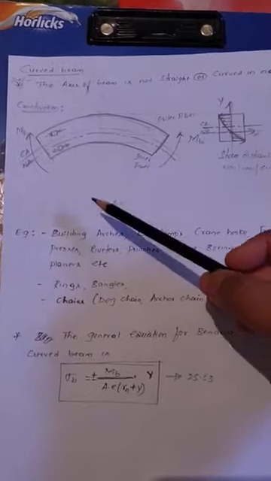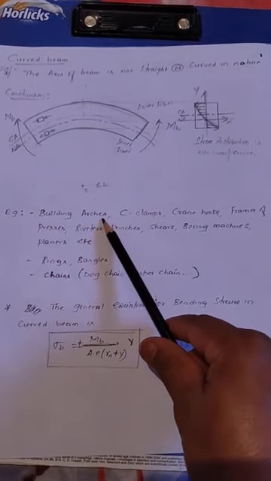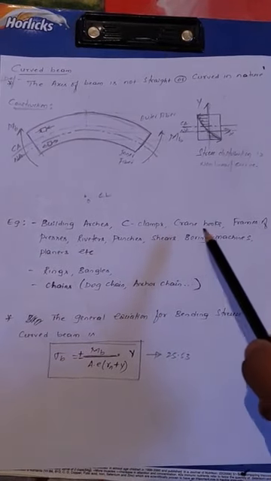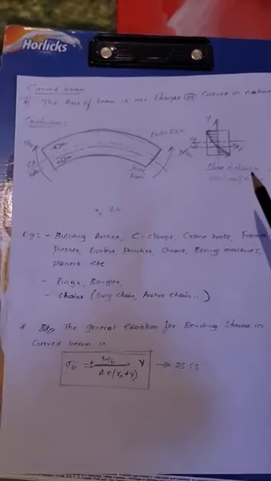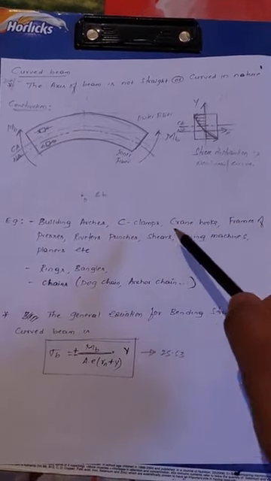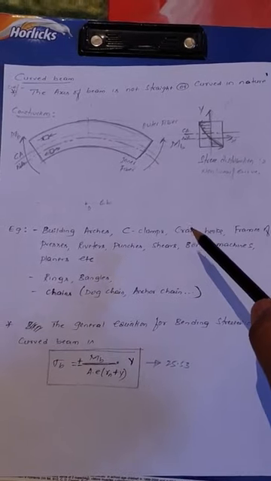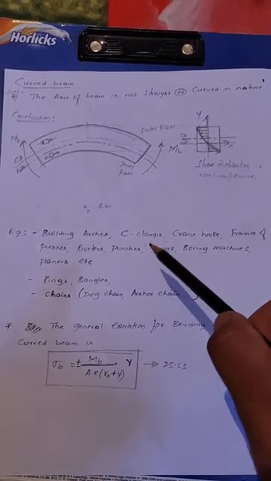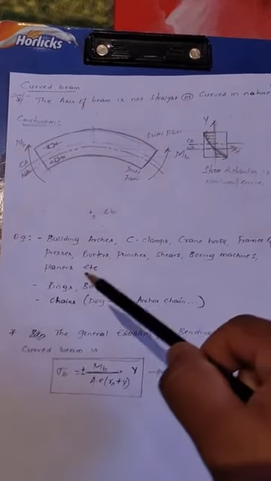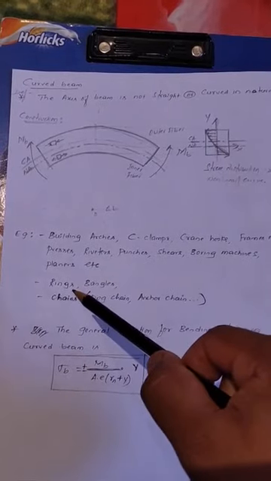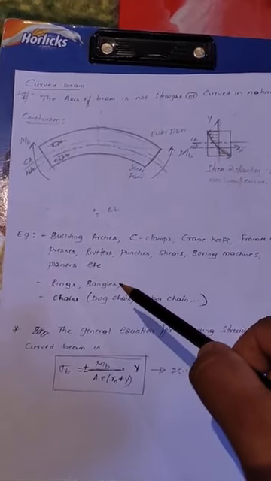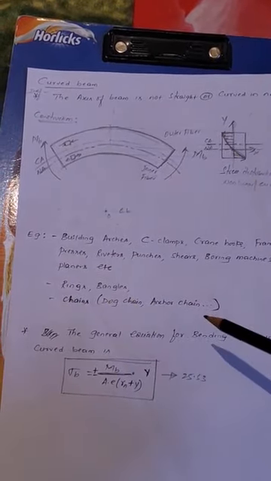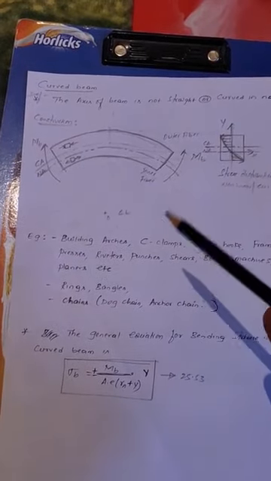Some examples of curved beams are building arches, C clamps, and crane hooks, which are used to lift loads in cranes. Then frames of presses, riveters, punches, shears, boring machines, planers. Other examples are rings, earrings or bangles, which are also curved in nature. And chains, such as dog chains or anchor chains. These are examples of curved beams.